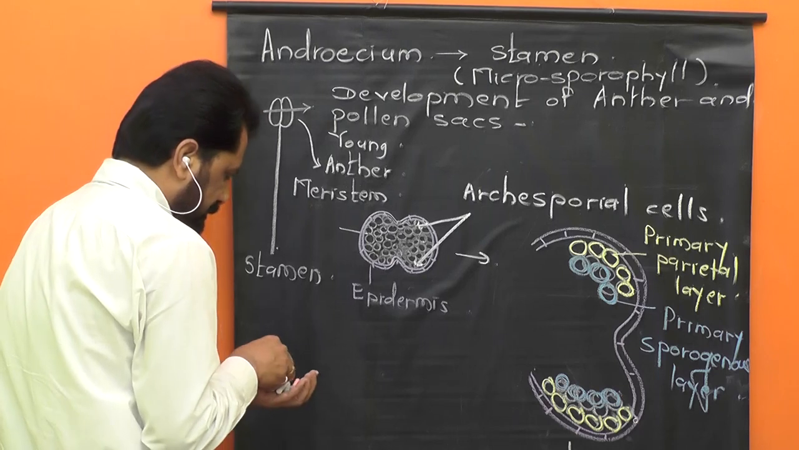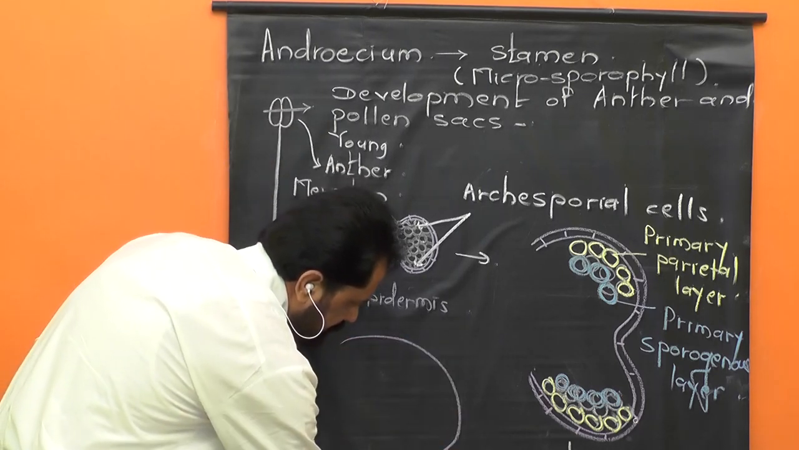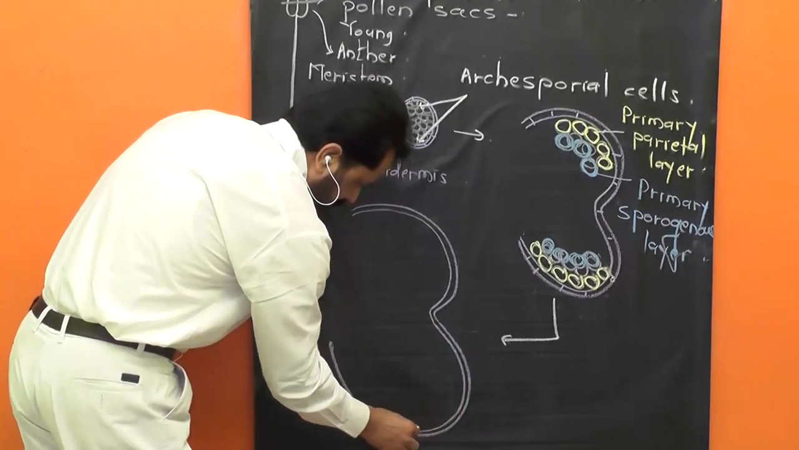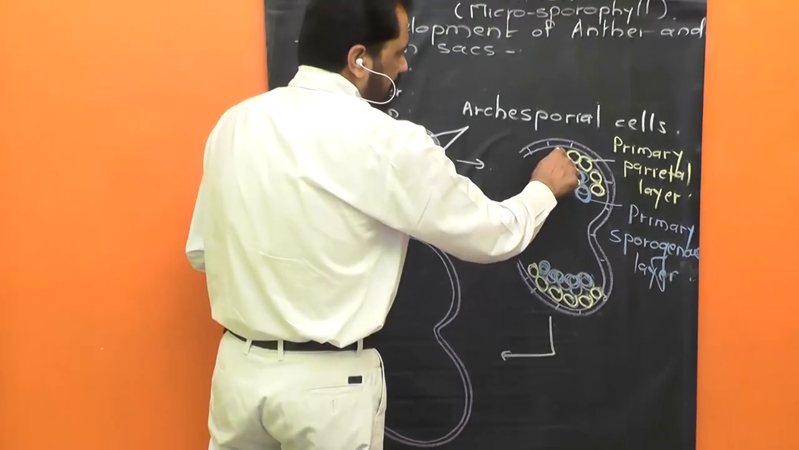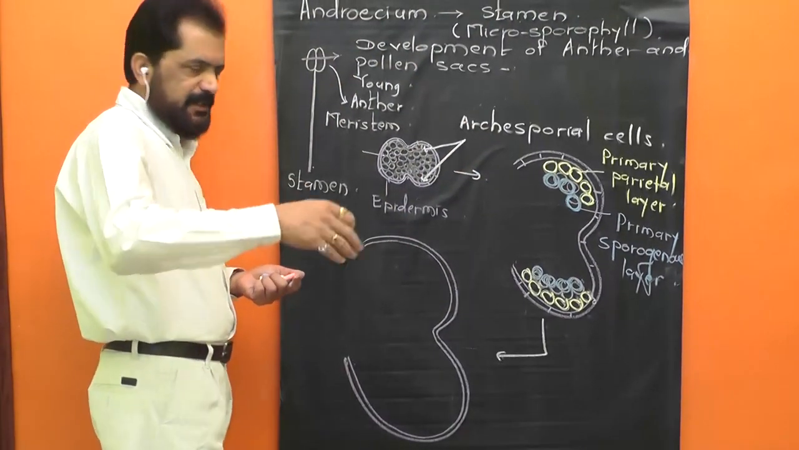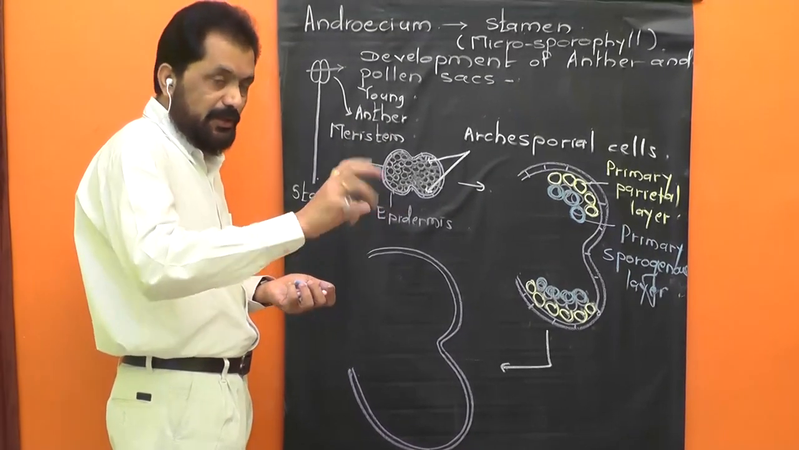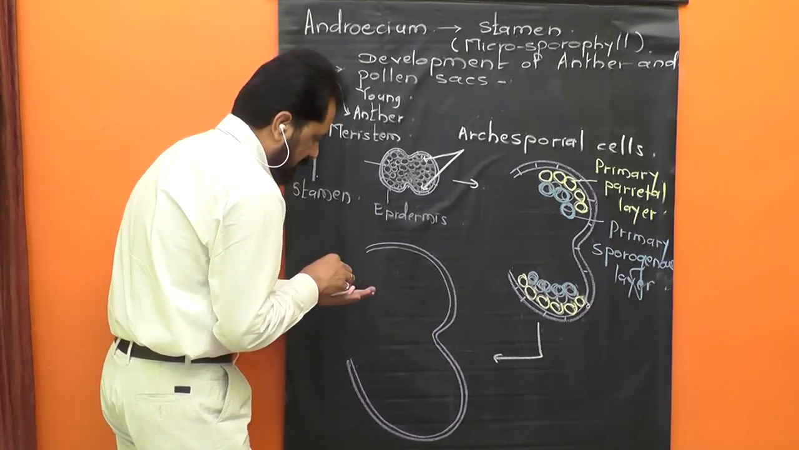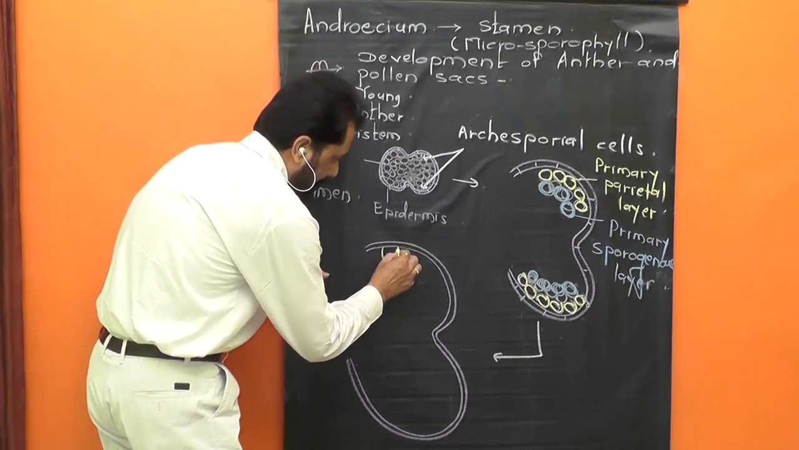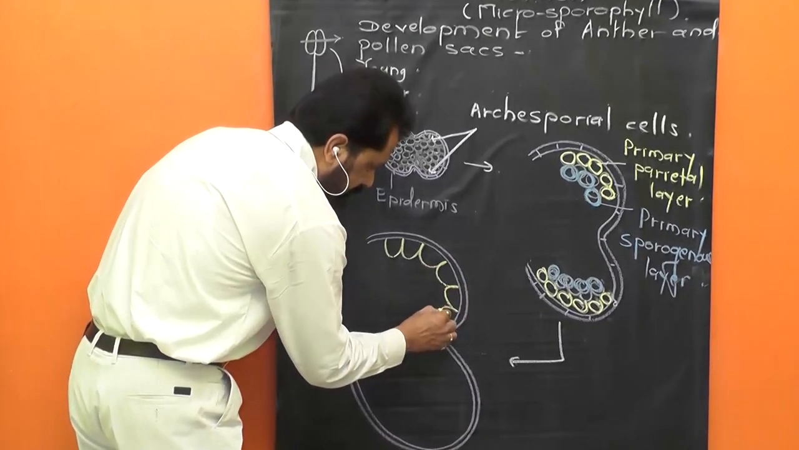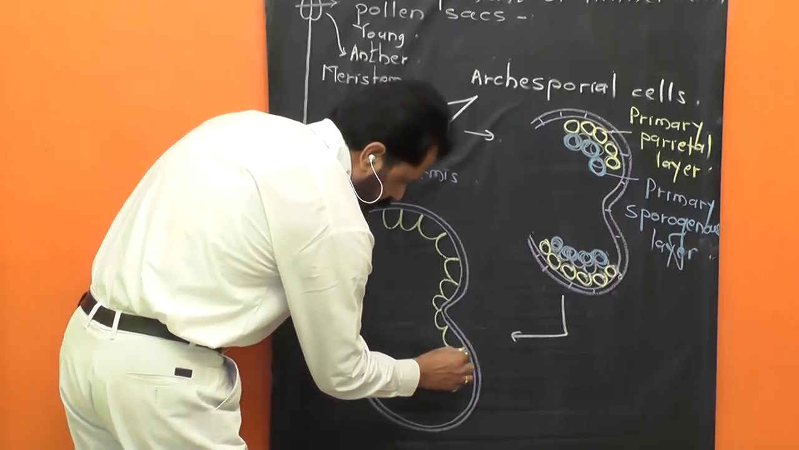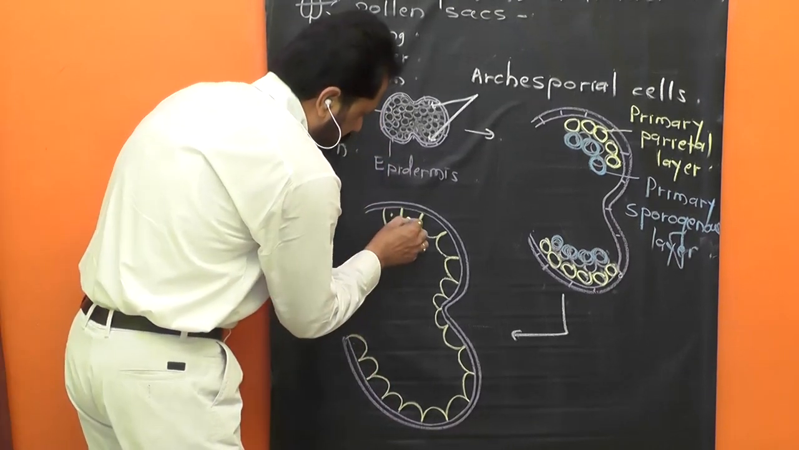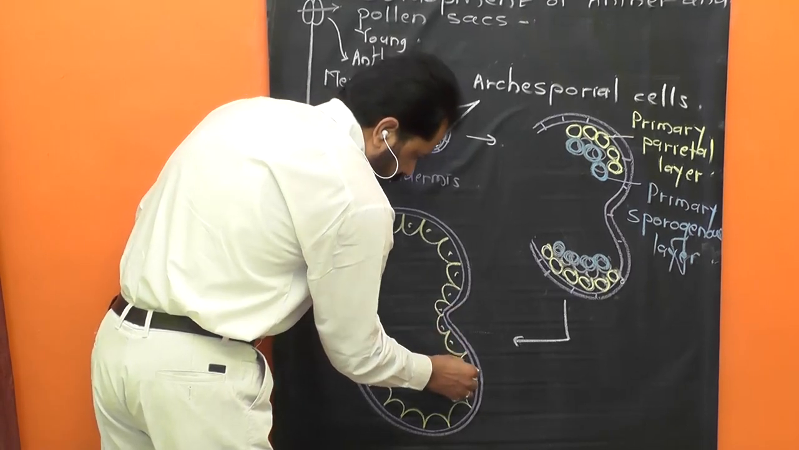Suppose, look here. You know that this peripheral layer, outermost layer is nothing but the epidermis, which is already existed. And now the cells of primary parietal layer divide, redivide, and form many concentric layers of cells such as endothelium. Let me show endothelium. So here with the help of yellow chalk, whatever layer of cells I am going to show, this layer is known as endothelium.